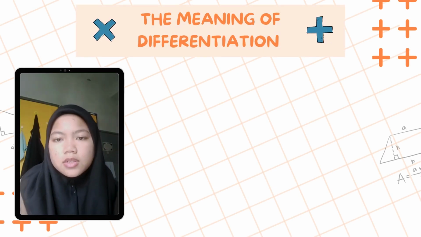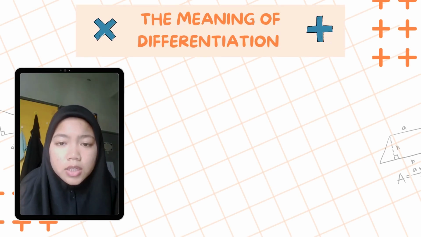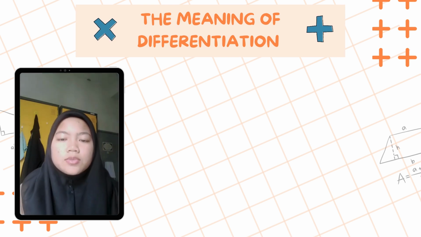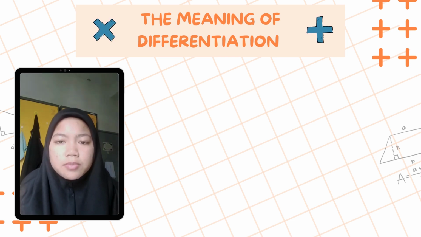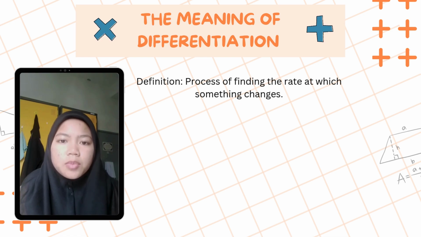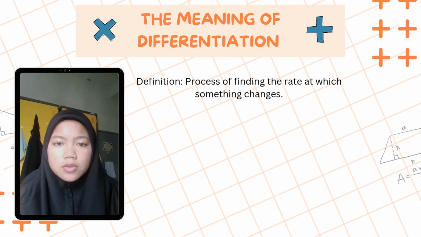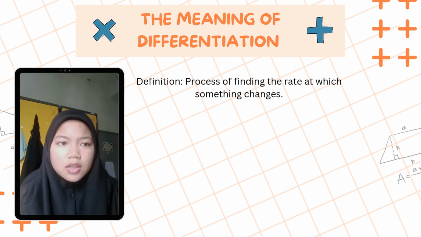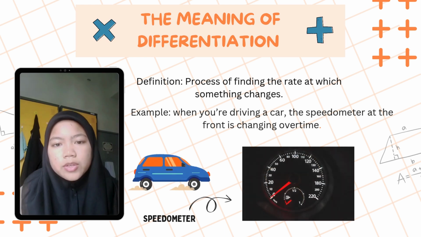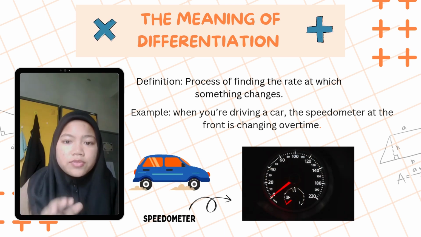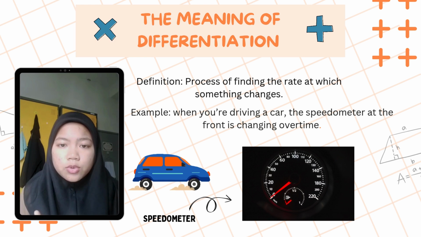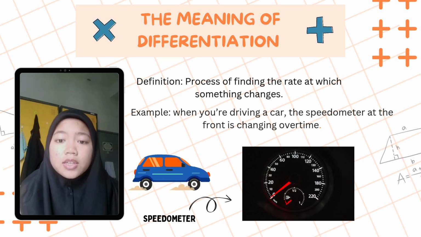Hello, Assalamualaikum. My name is Adina Shahira. I am from Group 3, and today me and my group are going to present to you the topic about techniques of differentiation. So first, I'm going to explain the meaning of differentiation. Differentiation is the process of finding the rate at which something changes. For example, when you are driving a car, the speedometer at the front is changing over time. So basically, differentiation is the mathematical way of figuring out that kind of change.